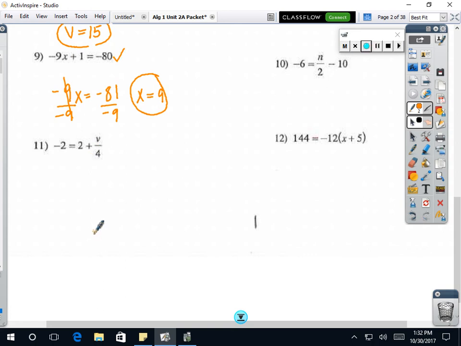All right, number 11, what do we do first? Right, subtract the 2 to cancel it on this side, and when you subtract it on the left side, you now have negative 4. Now to get v by itself, what do we do next? And so those cancel out, leaving v by itself, and on the left you now have negative 16. Okay, and then if you go back and check it, negative 16 would go right here, divided by 4 would give you a negative 4, and then negative 4 plus 2 is negative 2.